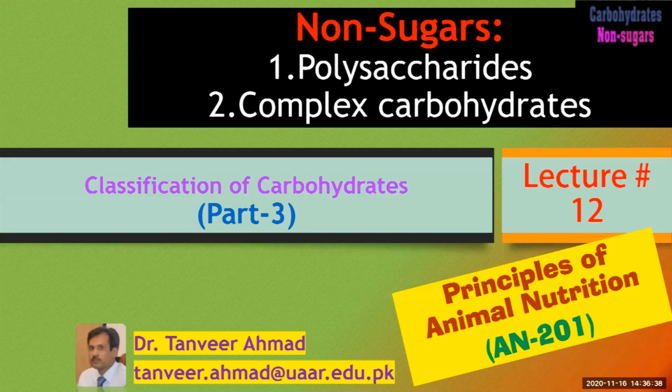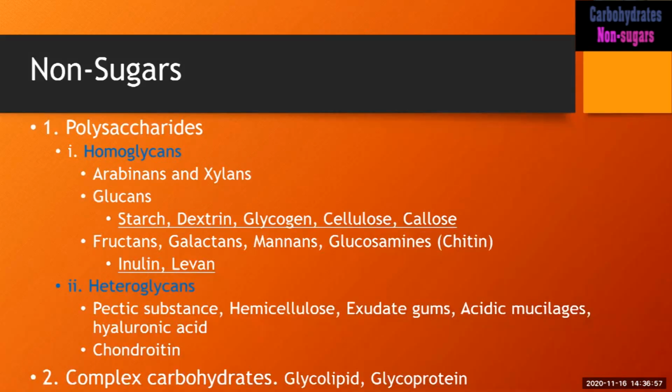Lecture number 12, Principles of Animal Nutrition, and this is part 3 of classification of carbohydrates. In the previous lectures, we discussed monosaccharides, and today we will discuss non-sugars. Non-sugars are classified into two categories. One is known as polysaccharide and the other is known as complex carbohydrates.